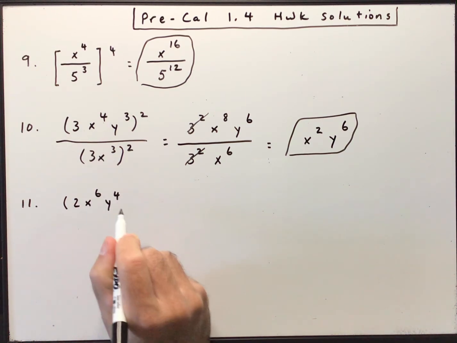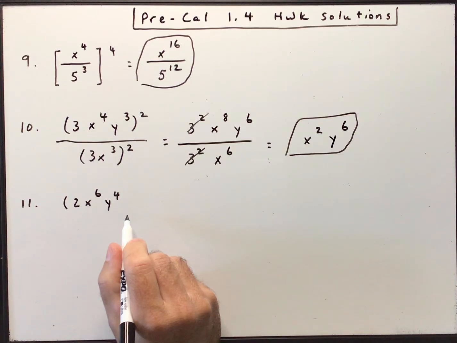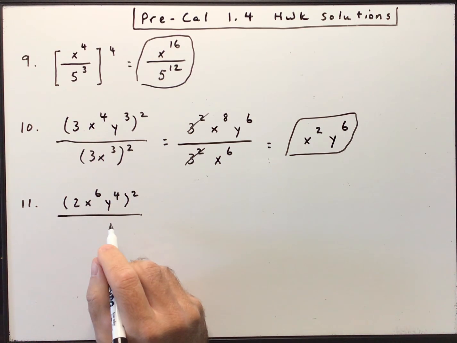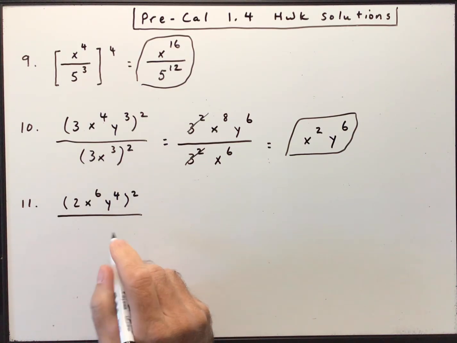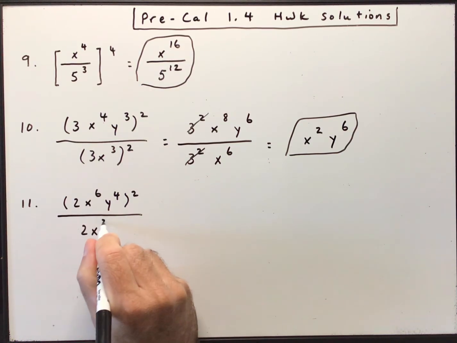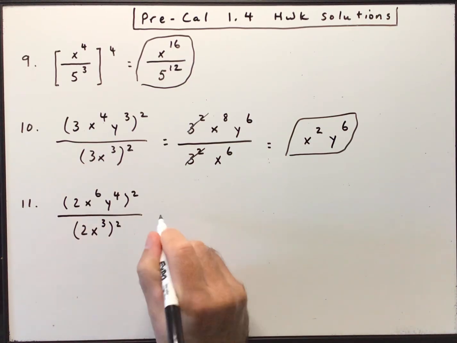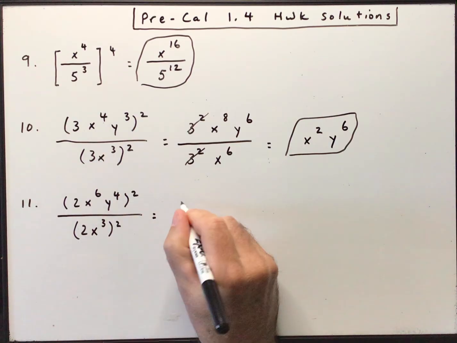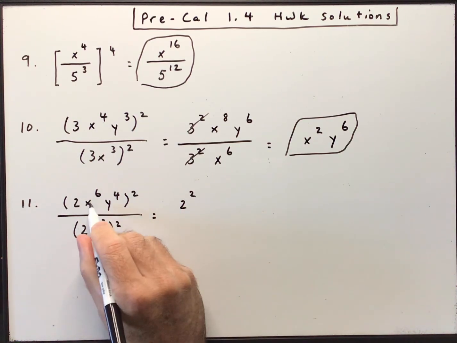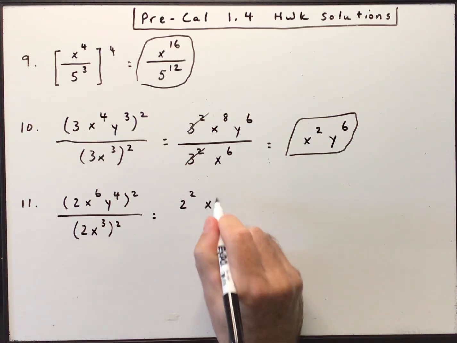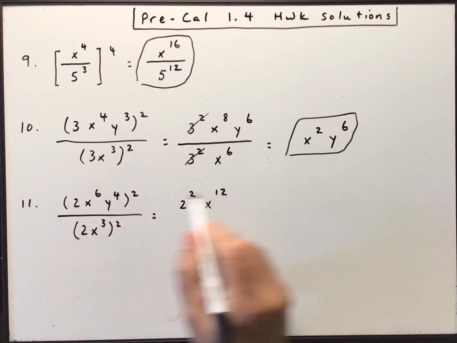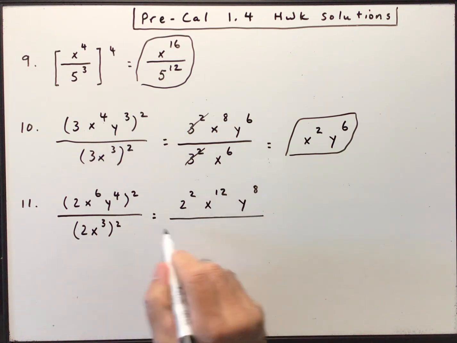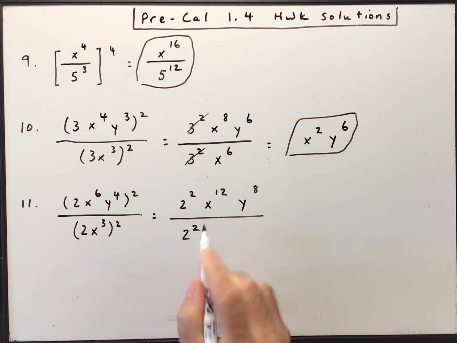Okay, number 11, we have 2x to the 6th, y to the 4th, all squared, over 2x cubed, all squared. Okay, so let's square this entire quantity. 2 squared, each component, 2 squared. x to the 6th squared would be x to the 12th. y to the 4th squared would be y to the 8th. 4 times 2 is 8. Then you have a 2 squared on bottom, so that's going to nicely cancel out.